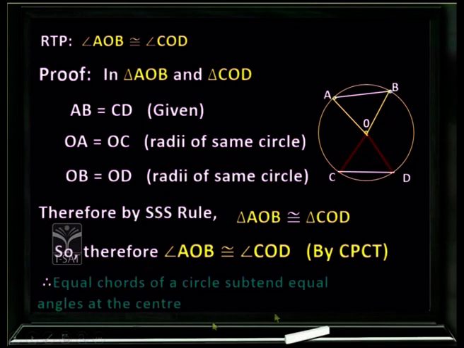How have we proved it? There are two chords AB and CD, and two radii OA, OB for triangle AOB, and OC and OD for triangle OCD. So, we first proved that the two triangles OAB and OCD are congruent. Then from that we concluded that angle AOB is congruent to angle COD. Therefore, equal chords of a circle subtend equal angles at the center.